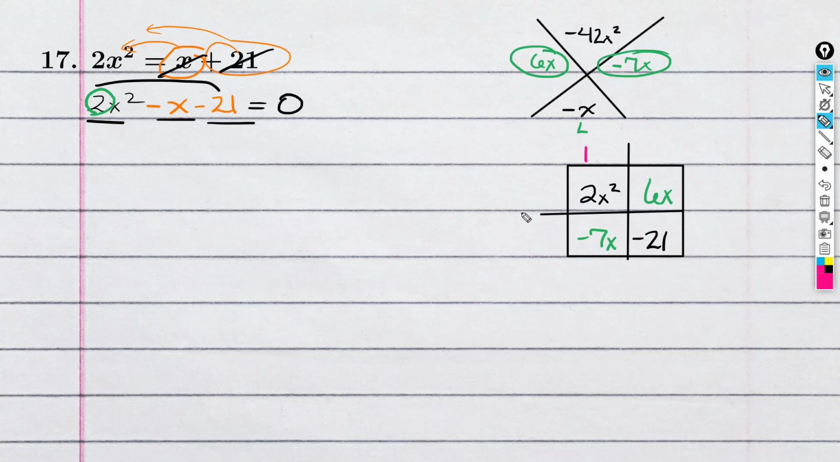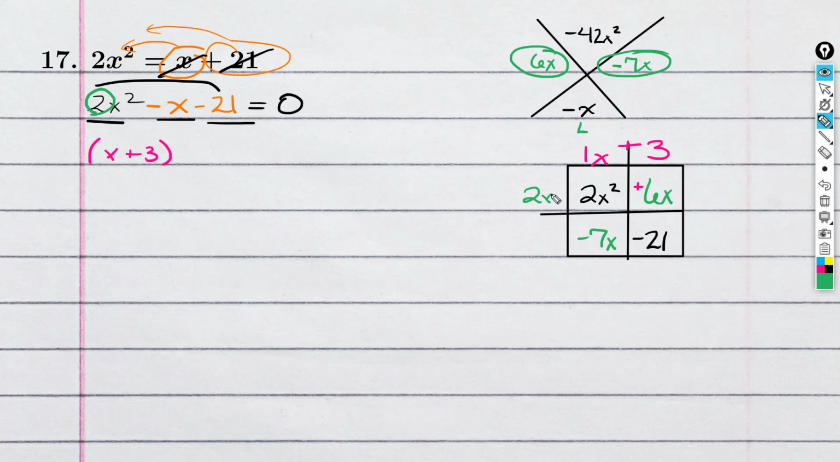1 is a common factor. And there's an x in both pieces, so 1x. Now if I look at 6 and 21, 3 is a common factor, and my closest sign is positive, so plus 3. That's one of my parentheses. Now my other parenthesis is going to be looking for this 2x squared and 6x.